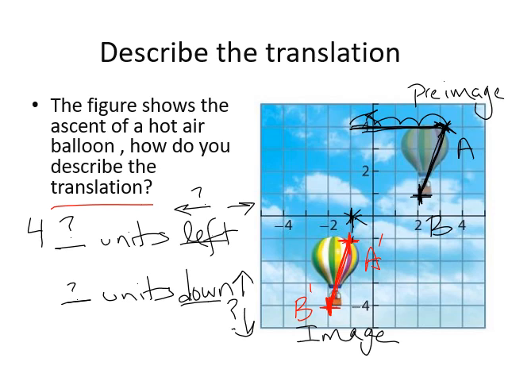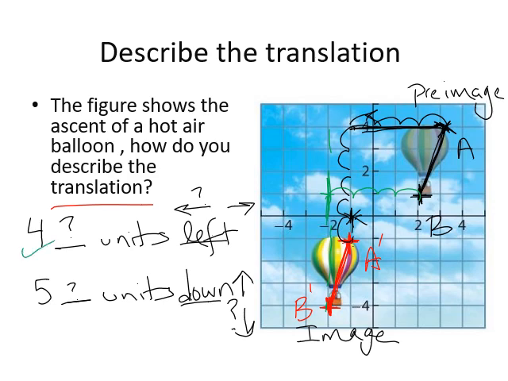Okay, now how many units down? Let's count again. Let's go back counting. So from here to A prime, it will be 1, 2, 3, 4, 5. So it is 5 units down. To make sure, let's go for B and B prime. I'm gonna count 1, 2, 3. B prime is here, so it's -2, right? So I need to stop at any point at this x-axis at -2. 1, 2, 3, 4. So it is correct.